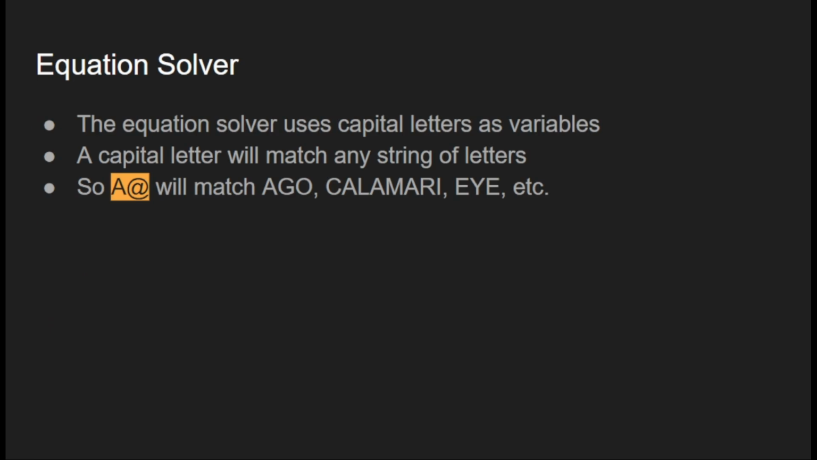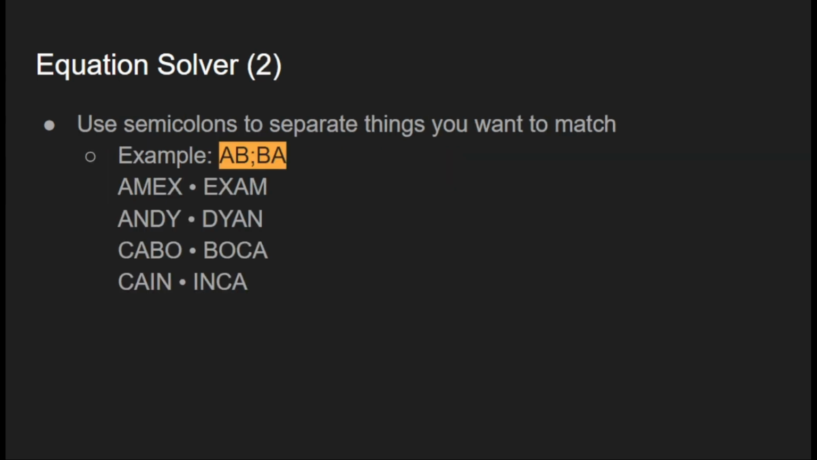But where Umiaq gets really interesting is in the equation solver. In the equation solver, we have capital letters, which we use as variables. A capital letter matches any string of letters. So if you just typed in capital A and an at sign, it'll match anything followed by a vowel. I have the examples here: ago, calamari, again. It matches anything followed by a vowel. Now you might be asking, Alex, this is silly. You just said that the star matches anything. So why would we ever want to use these capital letters instead of a star?